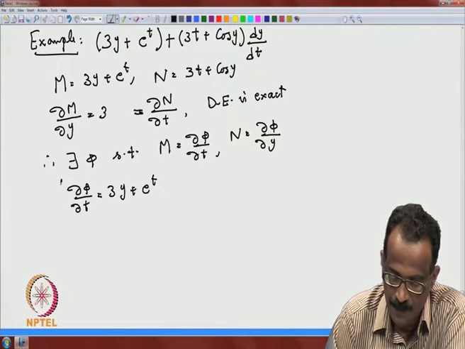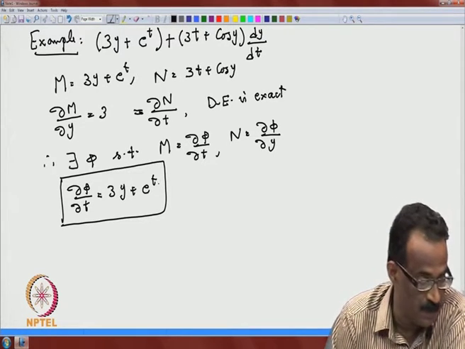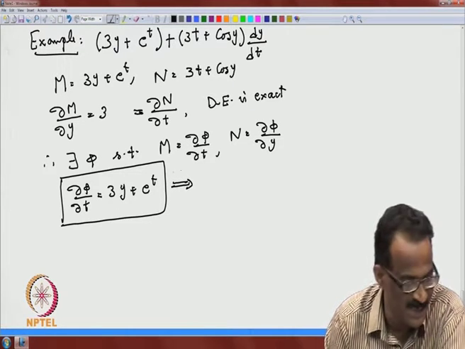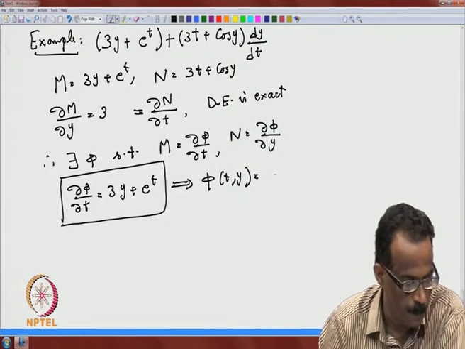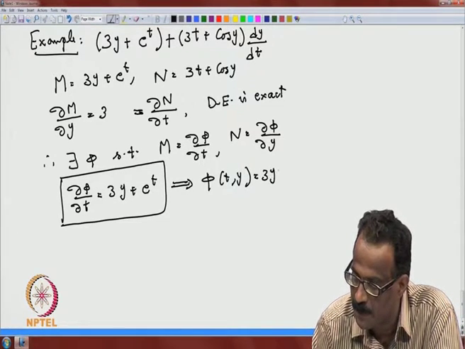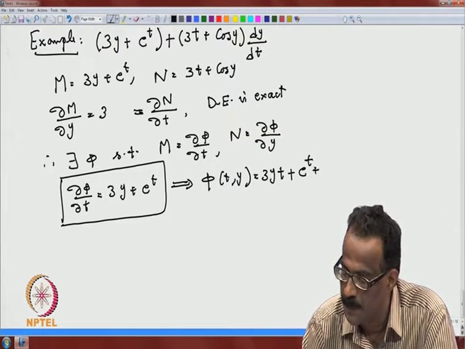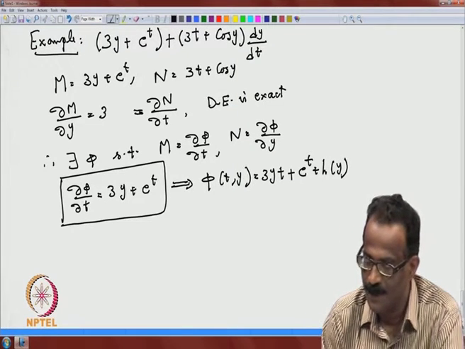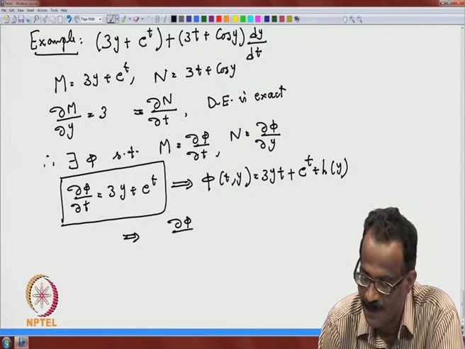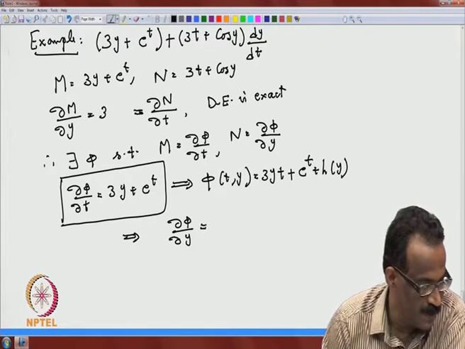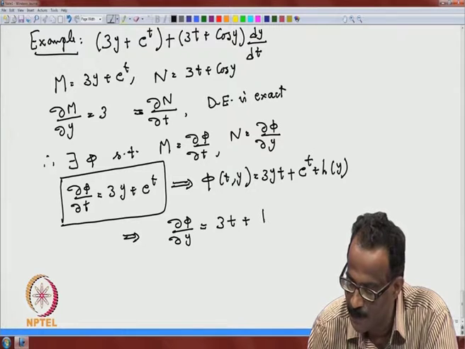If you treat y as a parameter and t as a variable, you just integrate out and you can write down phi(t,y) equal to 3yt plus a function of t. I have done the computation, but I do not want to spend time here computing; you can compute it. Now you differentiate, that will imply d phi by dy, which will be 3t plus h prime of y.